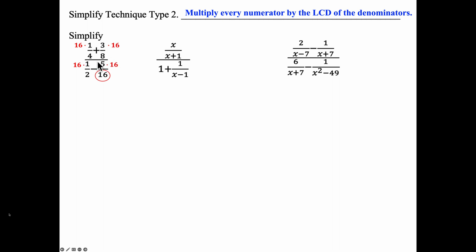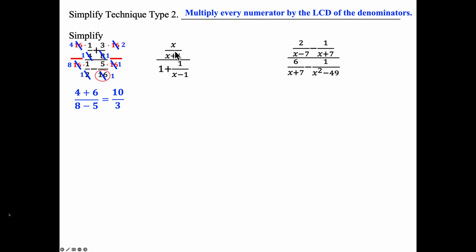What I'm really doing is simply multiplying 16 over 16, which is 1, to both the top and the bottom. So I'm not changing its value by multiplying by 1. Time to cancel. 4 goes into 16 4 times. 8 goes into 16 twice. 2 goes into 16 8. 16 goes into 16 once. 4 times 1 is 4. Plus 3 times 2 is 6. 8 times 1 is 8. Minus 5 times 1 is 5. Add the top, 10, subtract the bottom, 3. There's my final answer.